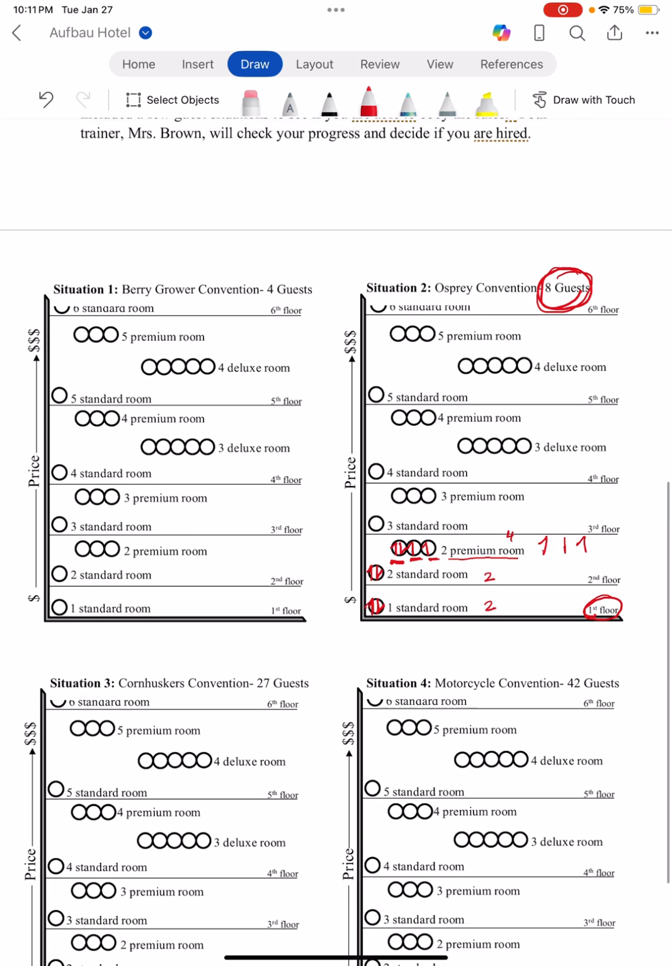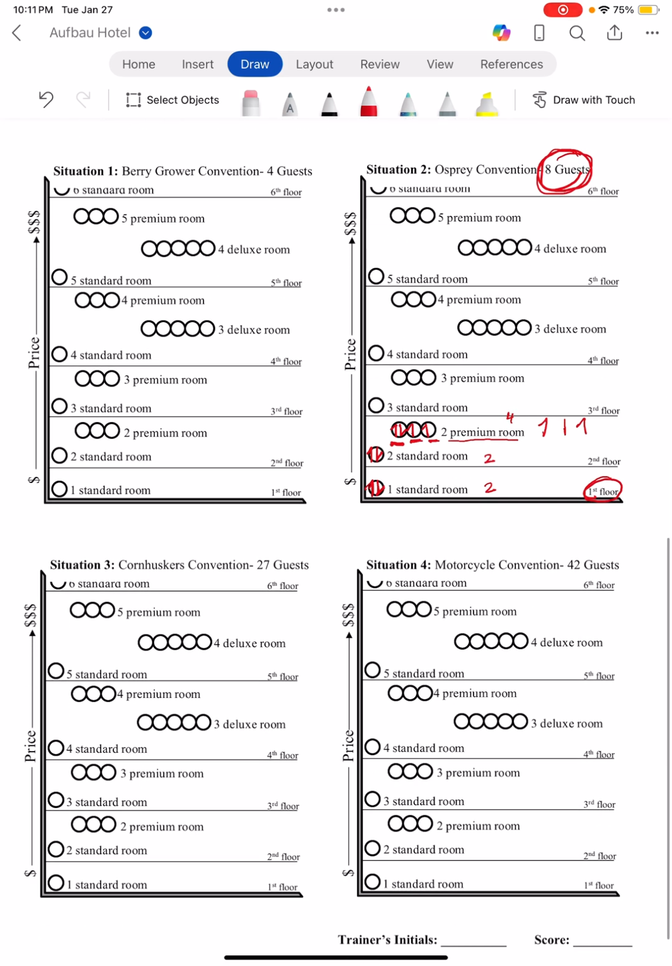So I want you to go through and try to do situations 1, 3, and 4. Okay, remember, fill up the bottom level before moving to the second level, and then fill up the standard rooms before moving to the premium rooms, and put one in each room before doubling up to move to the next level. Okay, so you should never move up to the next level until there's 2 arrows in all of the circles at the level beneath.